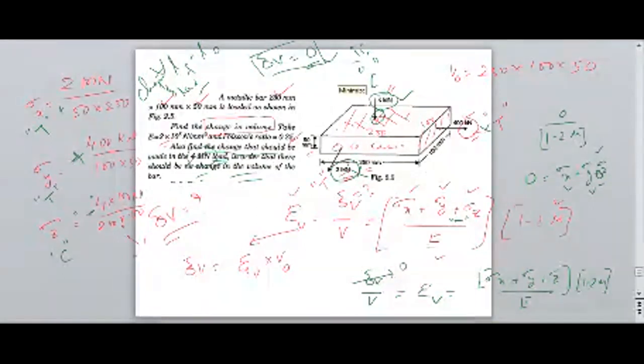So it is a very important problem. We need to solve it. The values will be varying for different problems, but the procedure will be the same. Therefore, it is an important procedure for the second unit, sorry, second chapter. Volumetric strain.